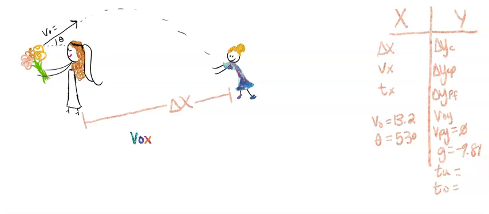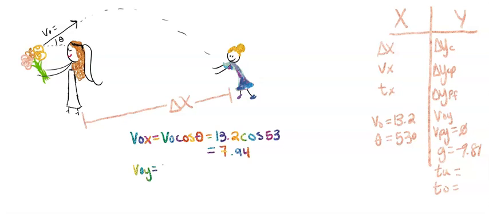a certain distance away. So with our given information, we are provided that the initial velocity of the bouquet leaving the hands is 13.2, and it leaves at an angle of 53 degrees. So step 1, again, every time you're given an initial velocity and an angle, is to find the components. So searching for VOX and then VOY.